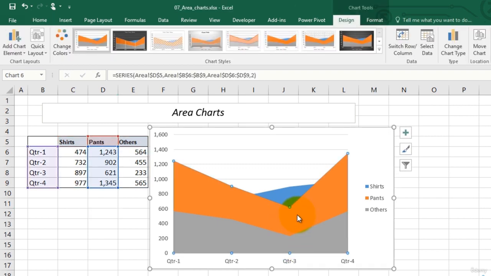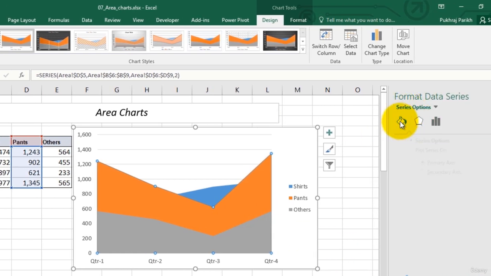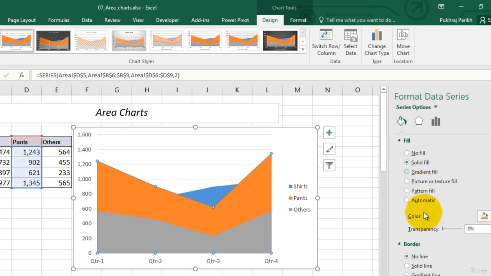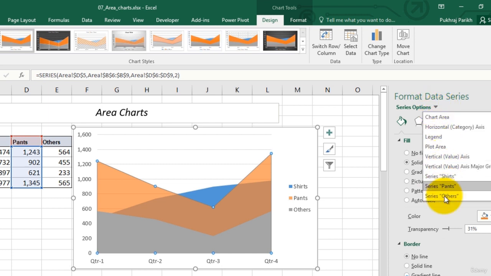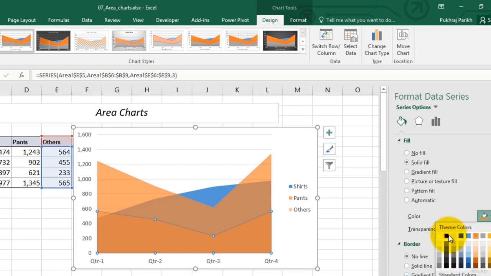If you select any particular data series and go to format data series, in the solid fill you can add transparency by increasing it here. You can see that now you can look at the shirts data series. Now let us increase the transparency of others data series, and also change its color so that it does not match with pants.